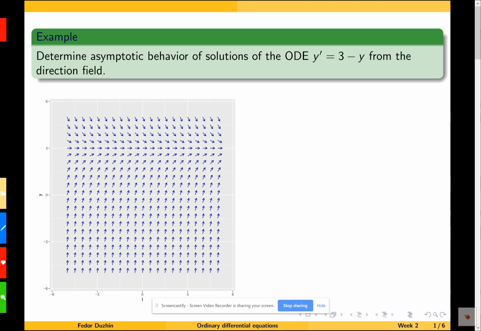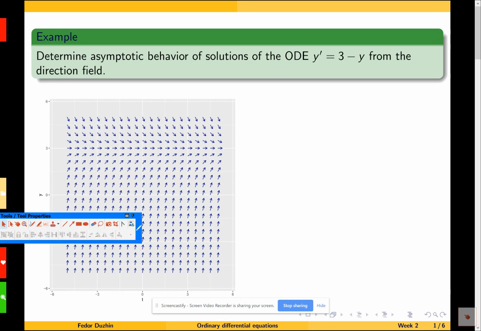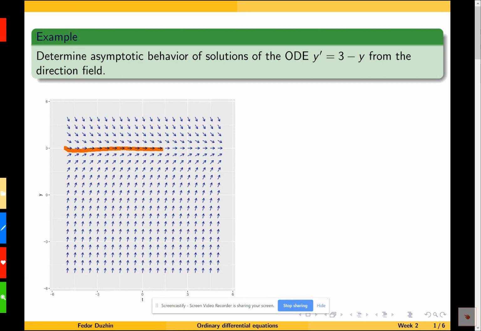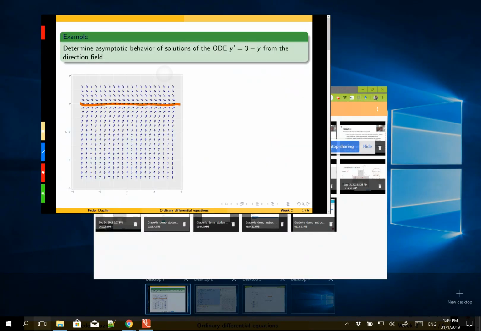In all these examples, we are supposed to determine the asymptotic behavior of solutions without solving the differential equation, right? So the main source of information is the direction field. Now, the first equation is y prime equals 3 minus y, and if you look at the direction field, you will notice that all these arrows corresponding to the line y equals 3 point exactly to the right. So it means that y equals 3 is an equilibrium solution.